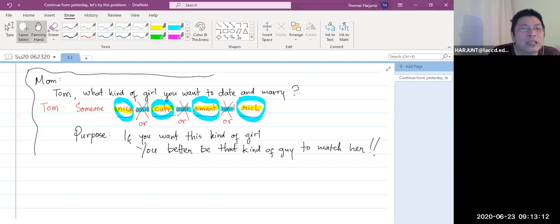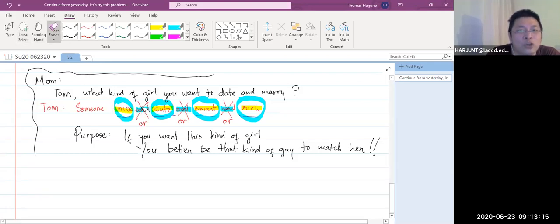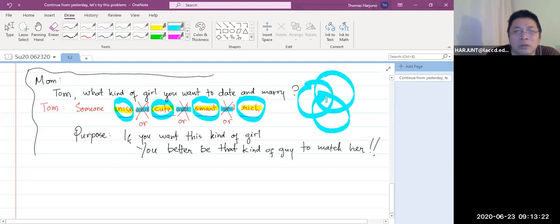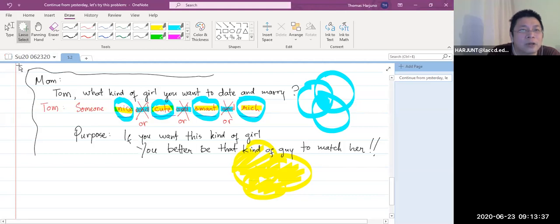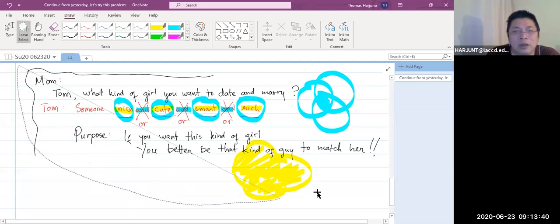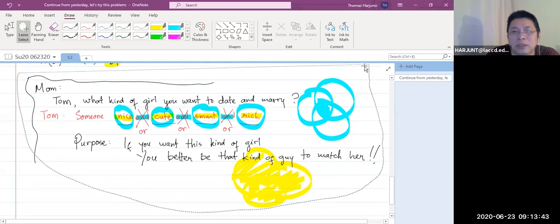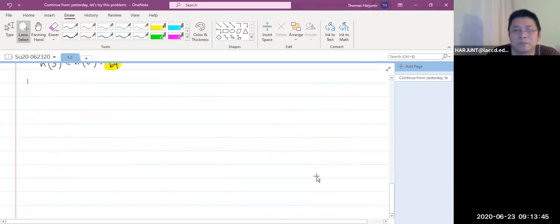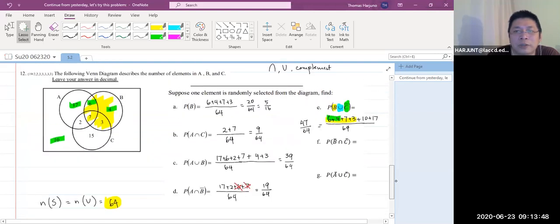Anyway, I hope using this illustration, you see that when you use and, the intersection gets smaller. When you use or, the union gets larger. I hope you see that it makes sense. Now let's erase this because it's just an illustration. Now let's go back to our question here.